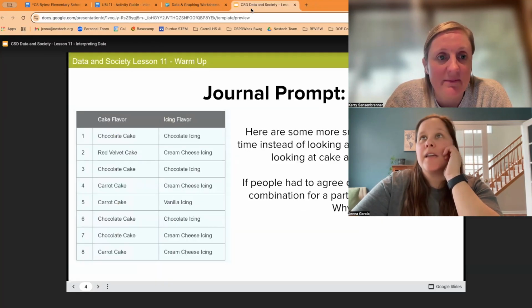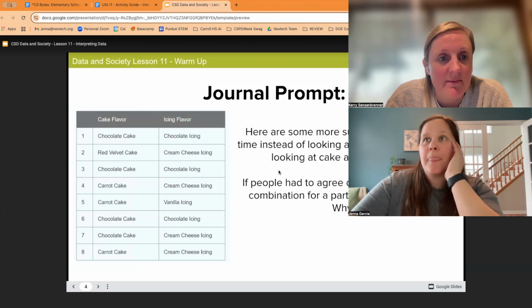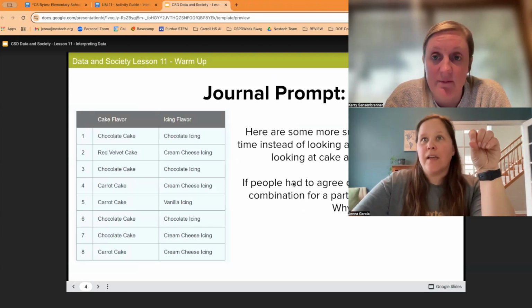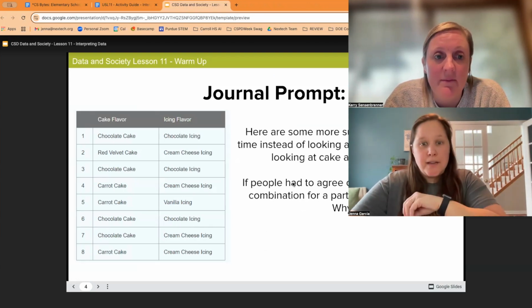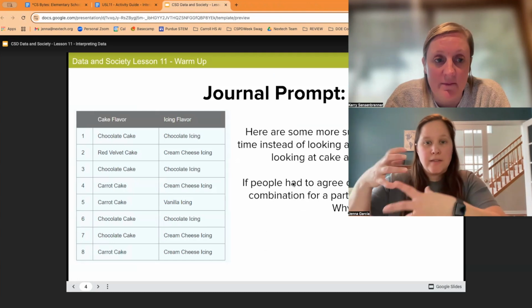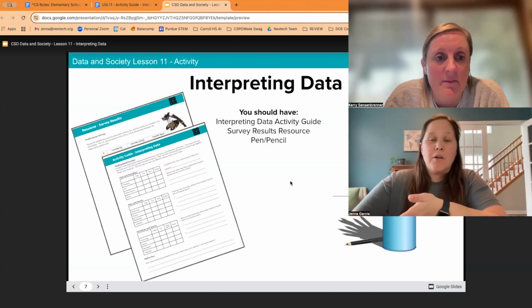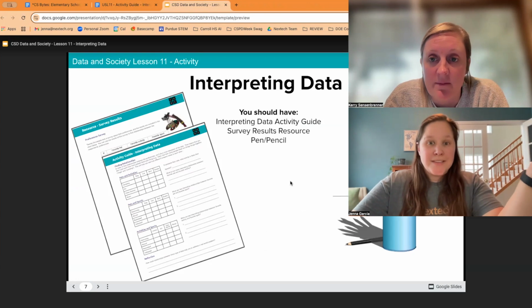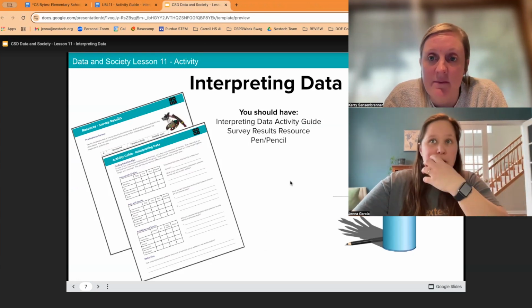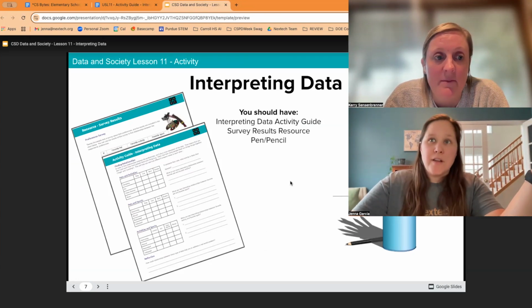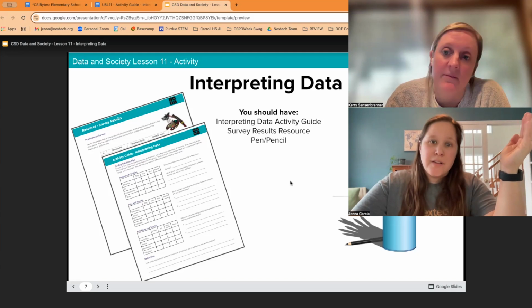So the slides are just thinking about what kind of cake do you like, what kind of icing do you like, and then you're seeing if there's a correlation in there. And then what you do is you go around and ask your classmates how they feel about each of the things. What is your favorite pet? And what is your favorite activity?